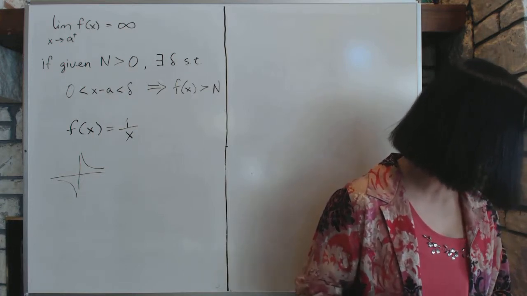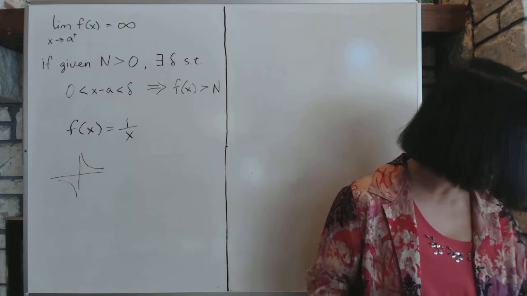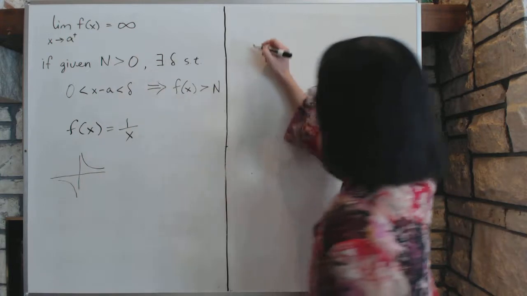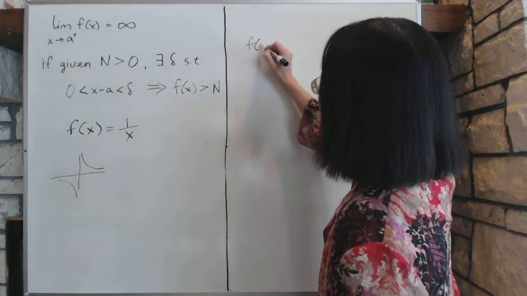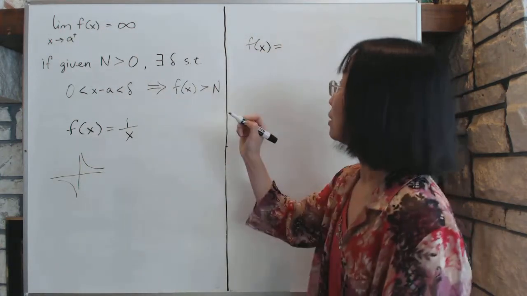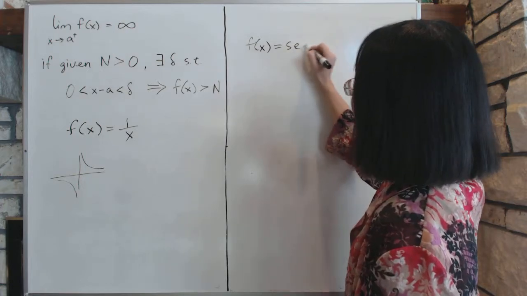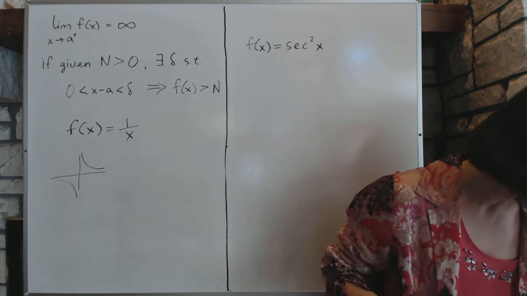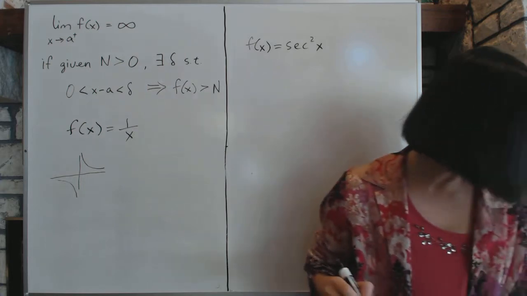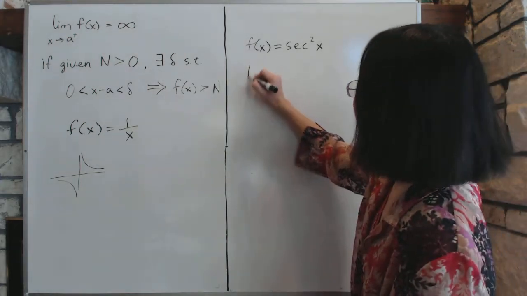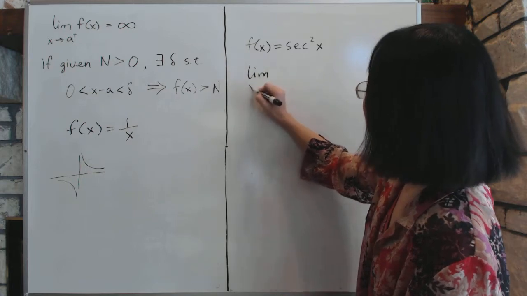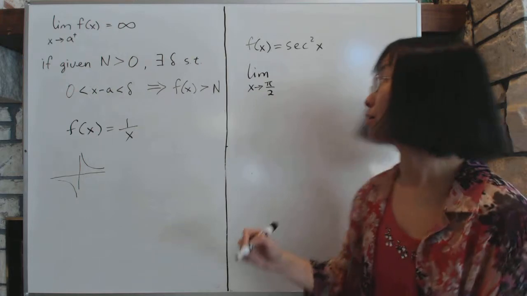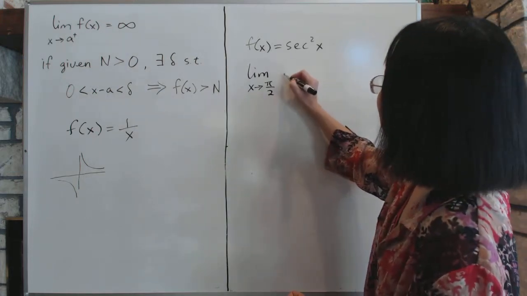Now we can do a simple example here. Let's say we have a function f of x equal to secant squared x. That is one of our examples. And we want to know the limit as x approaches, well, pi over 2, of course, because that's where the cosine becomes 0. So what is this thing?